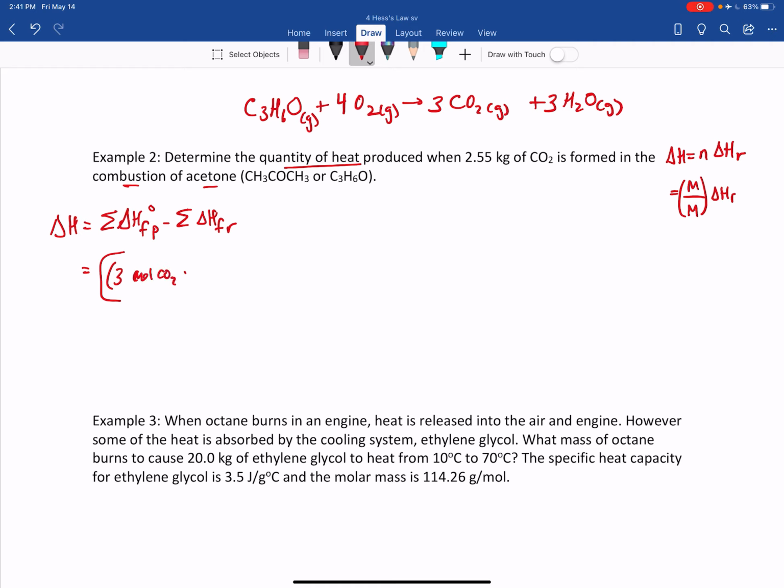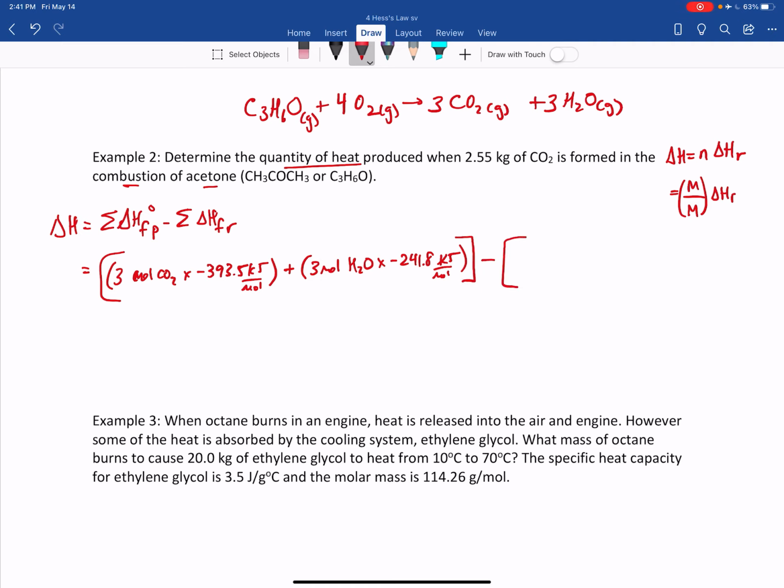moles of CO2. And again, these values come from the chart on page 320, plus 3 moles of water. Okay, and again, make sure you're looking at water in the gas state. Okay, we only have 2 products, so we'll close the bracket there.